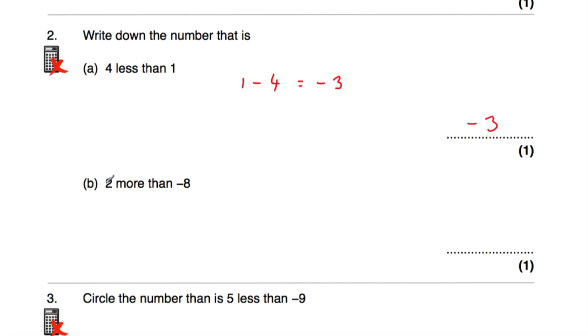Part B says, write down the number that is 2 more than negative 8. So 2 more than negative 8 would be negative 8 plus 2. So we're going to go back up 2, so that'll be negative 7, negative 6. So the answer would be negative 6.